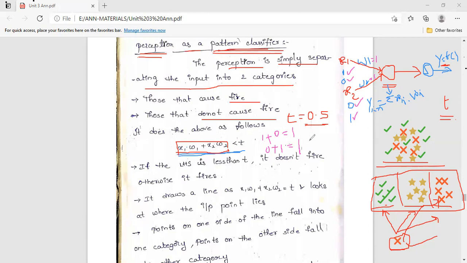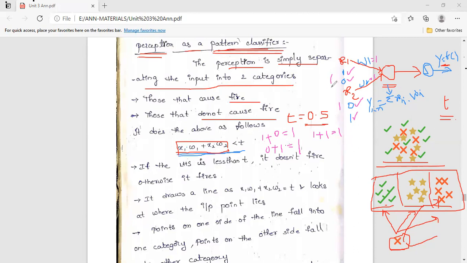Going to take the third condition. What is the third condition? If x1 is fired and x2 is also fired. So 1 into 1 is 1, plus 1 into 1 is 1. So automatically what is the output here? 1. This is the third situation. This one is also greater than 0.5.